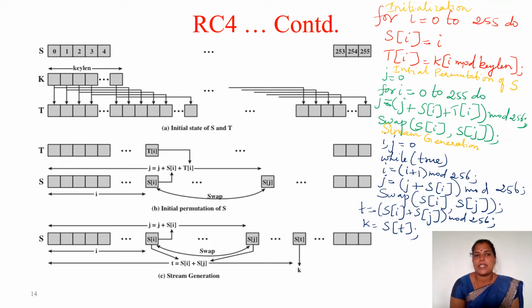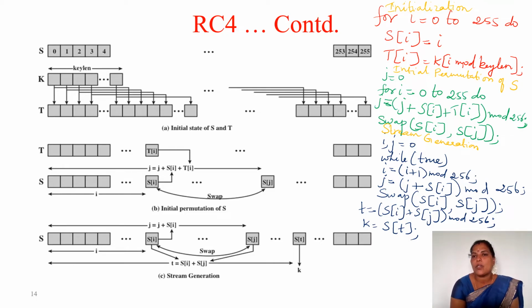Here, first we have a state value, S, which has entries 0 to 255. That is, 256 bytes are there. Then from that we get the key length. First we have to perform initialization, the initial state of S and T. T is a temporary variable. Already we discussed that the key is of variable length, so a temporary variable is there.